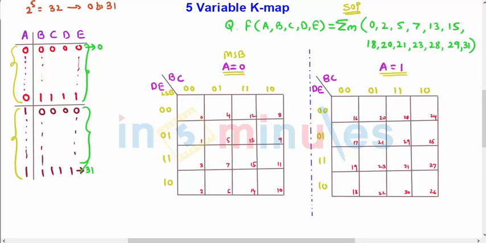So let me fill up these positions for you. So what I have here is 0 to 5, 7, 13, 15. These are the groups from the first K-map where A is equal to 0. So let me fill the K-map for you.